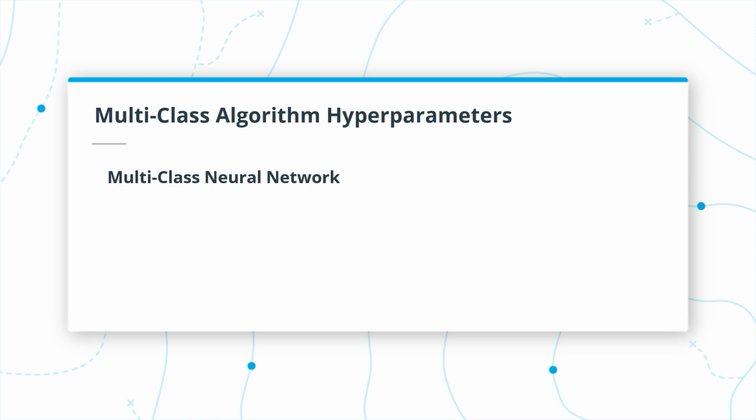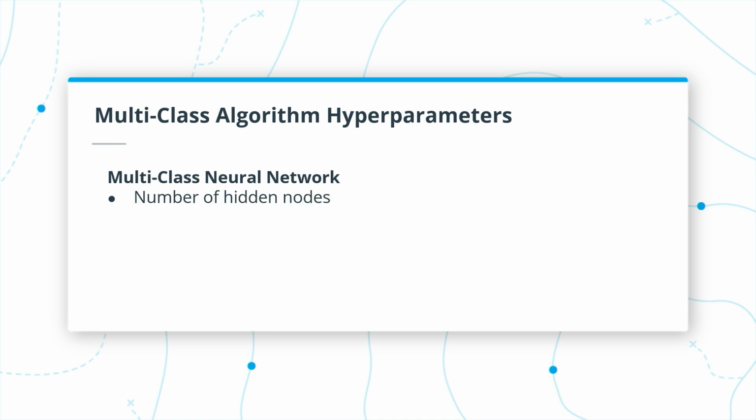The second algorithm is the multi-class neural network. A typical example of a multi-class neural network used in multi-class classification includes the input layer, one hidden layer, and the output layer. The relationship between input and output is learned from training the neural network on the input data.